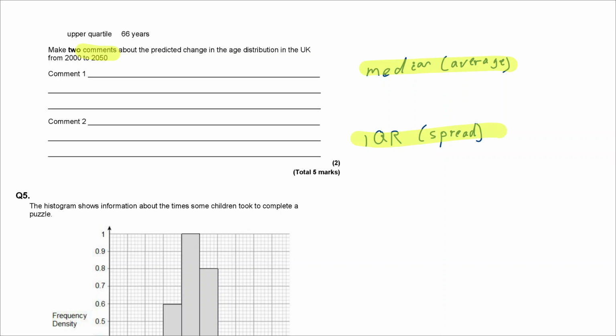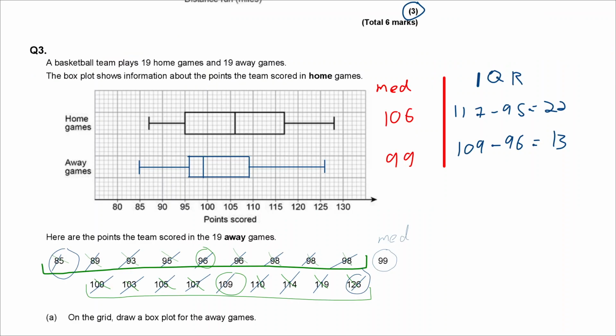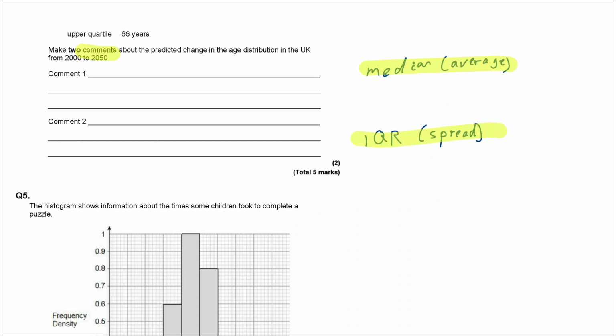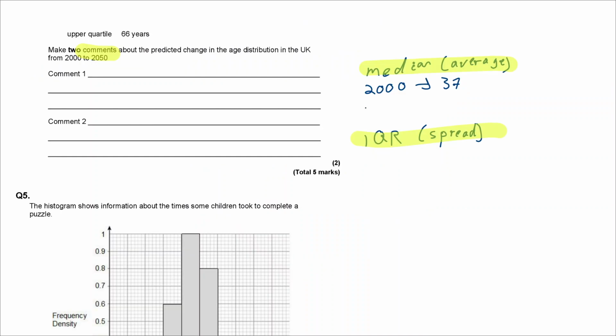So if we look at the median, if we look at this first part, what year is this? This is for the year 2000. So this is 2000. The median is 37. This value here is 37. So let's go back to this. In the year 2000, the median is 37. If we look at the median for 2050, the median is 44. So the median for 2050 is 44.